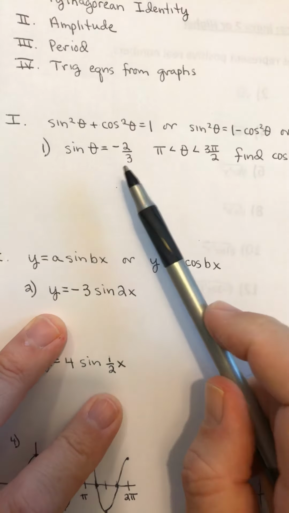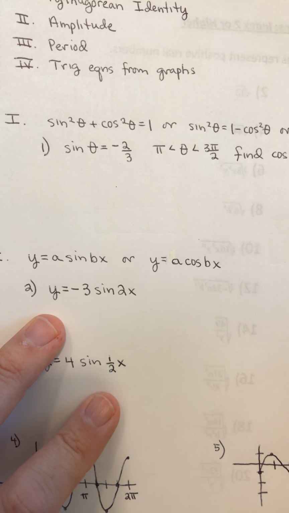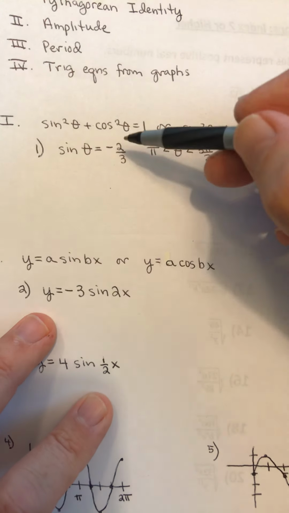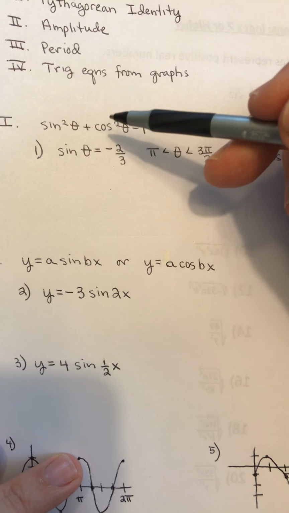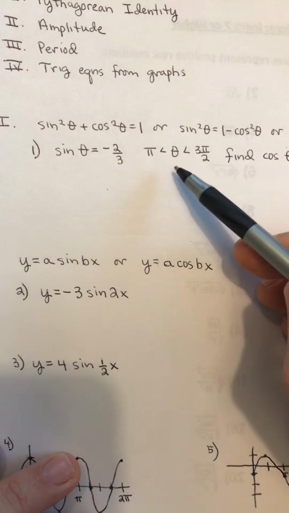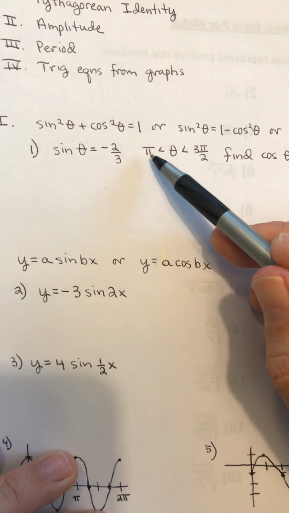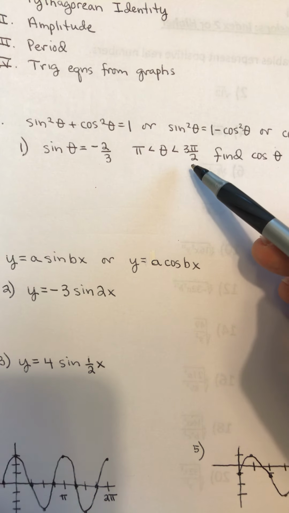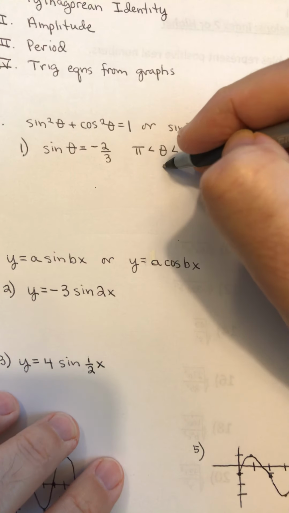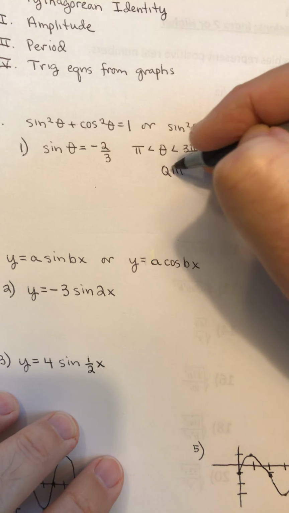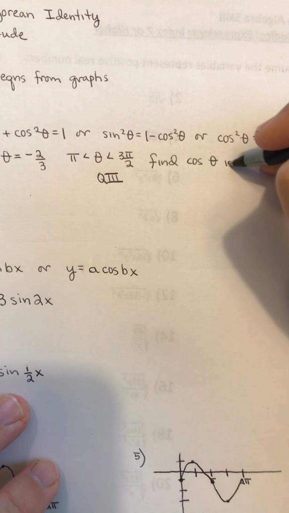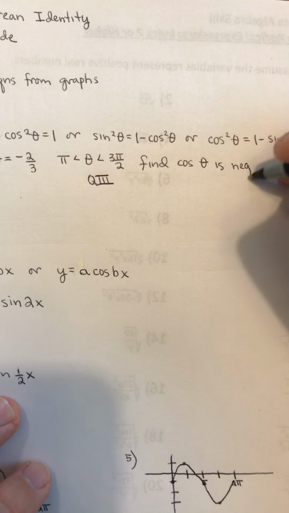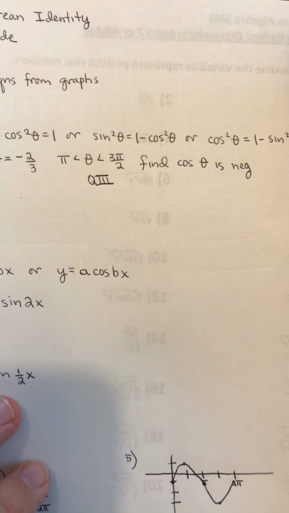So it's given that the sine is negative 2/3. Number one, I need to find out where this is. Because it's negative, I know it's either in quadrant 3 or quadrant 4, because your y, or your sine, is negative in 3 and 4. So what quadrant is this in? Well, pi is 180 degrees, 3 pi over 2 is 270, so this is in quadrant 3. Why is that important? Because the cosine in 3 is negative. So I know my answer to this problem is negative.